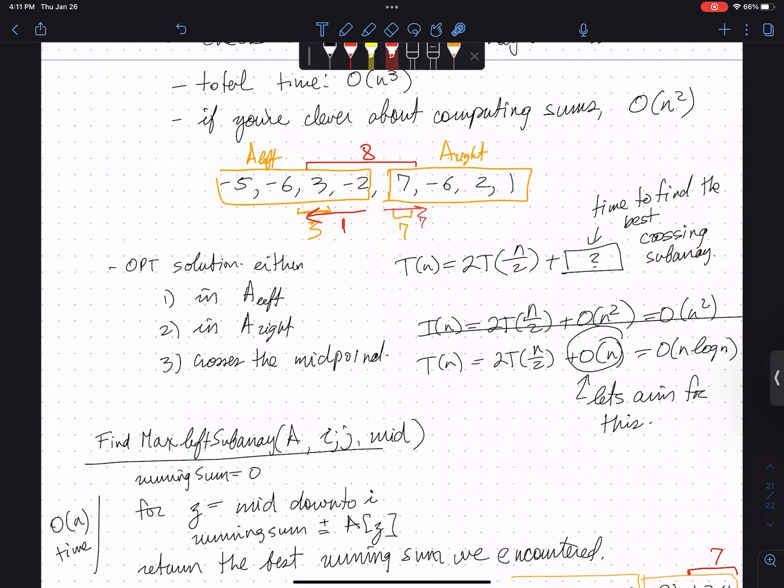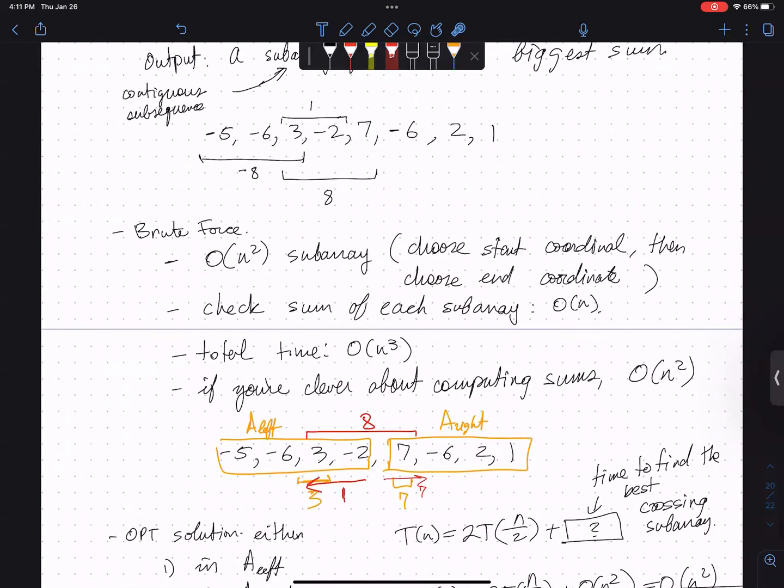Now we have 3 possibilities. We have what we found on the left, we have what we found on the right, and we have what we found crossing the midpoint. And we just take the best of those. Questions?